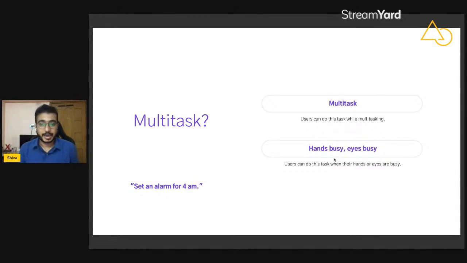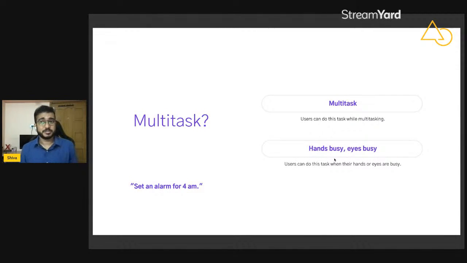Multitasking. This is an important advantage VUI is providing to people right now. The user can multitask while using VUI. If that's possible, VUI should be used there. There are also situations where your hands are busy or your eyes are busy, and you need to do some task on your phone or your laptop. If that can be done using VUI, it is a good fit again.